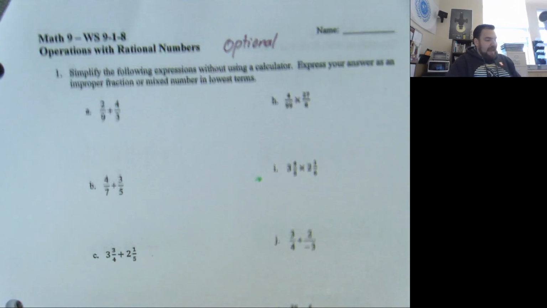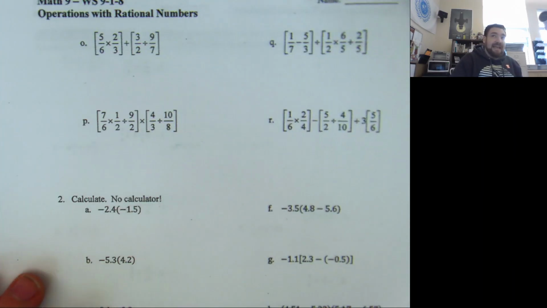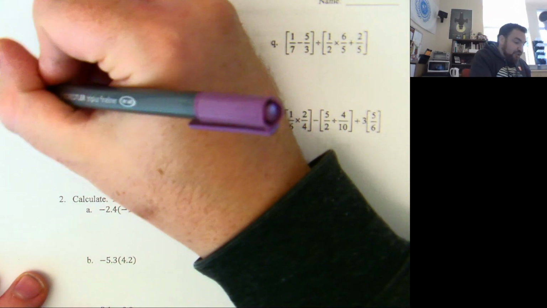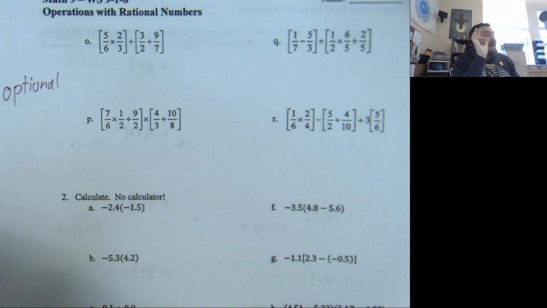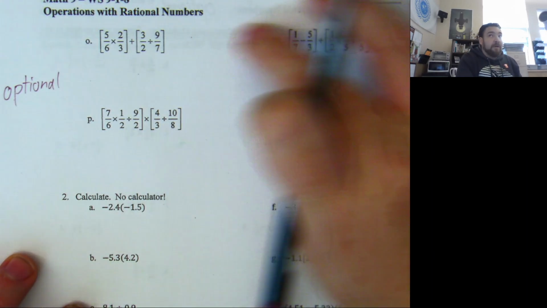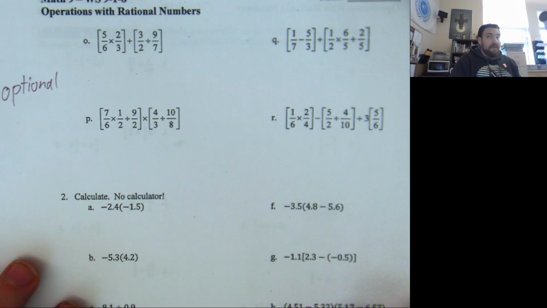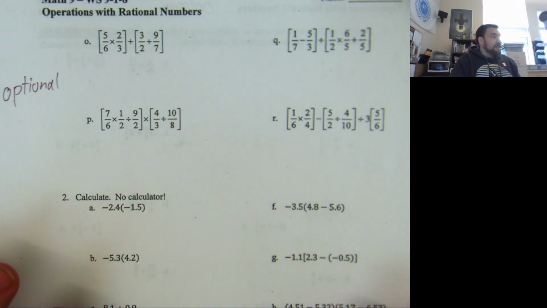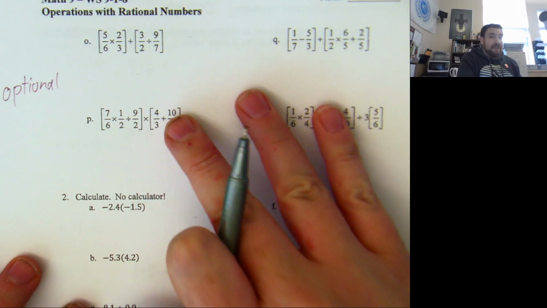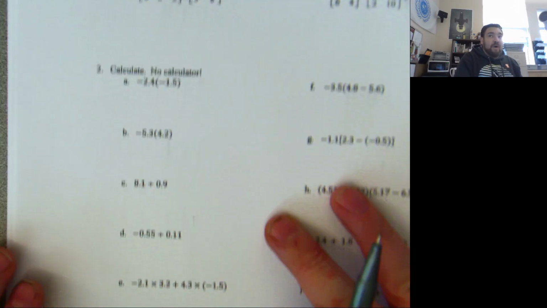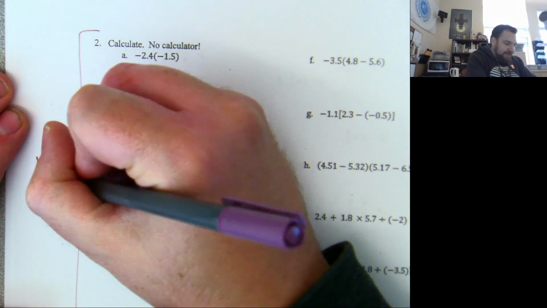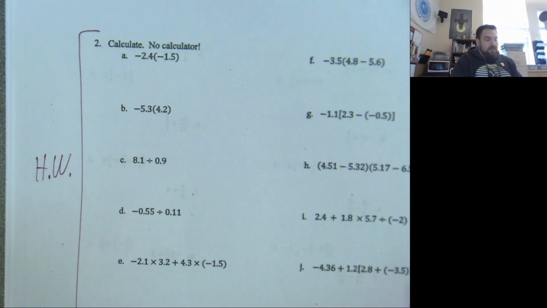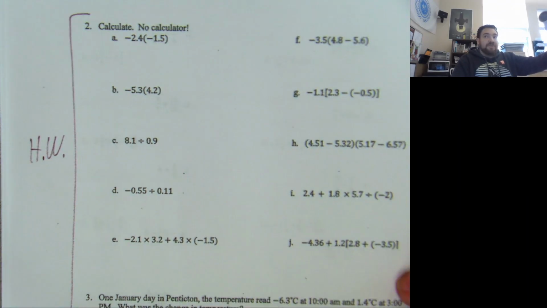Flip the page again. This top part, again, optional. I will provide you answers to these if you do them. If you got annihilated on that quiz I gave you, I would encourage you to try these. But this is what you must do. This is the non-optional homework, the bottom half of the page. Questions 2 and 3.